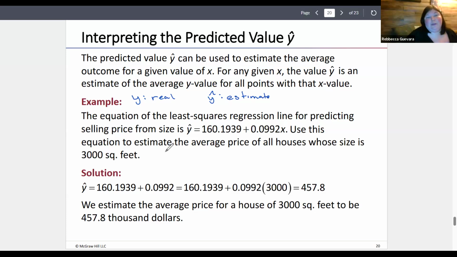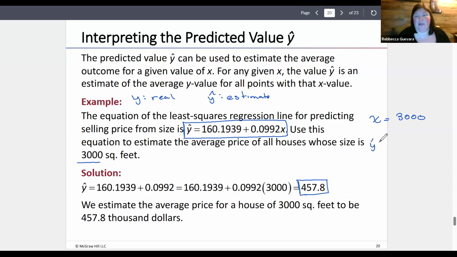If we go back to when we were talking about the house sizes and the selling price, and we had this regression line, if we put in 3,000 square feet, this is going to be the estimated price of that house. So this is going to be a y hat: if I have a house at 3,000 square feet, I estimate it's going to sell for $457.8 thousand. Now, the question is, is that really what's going to happen?